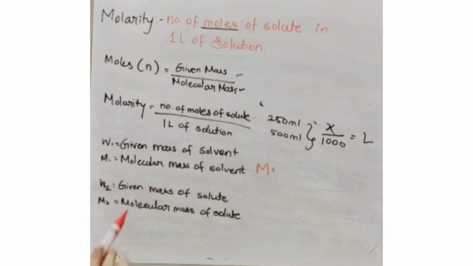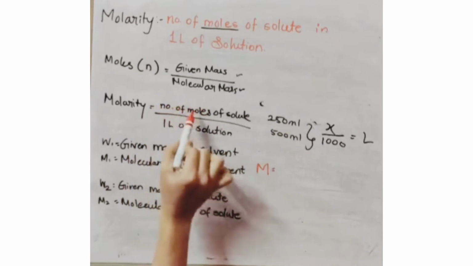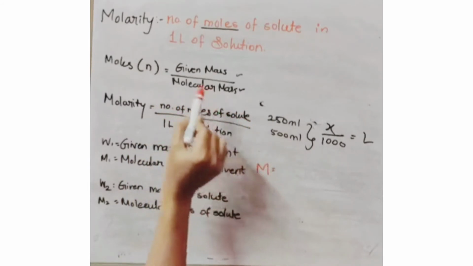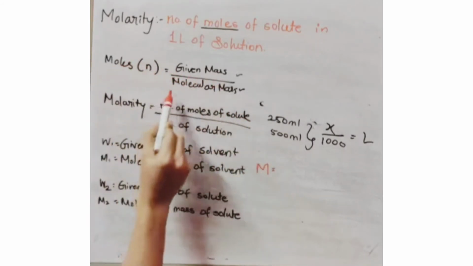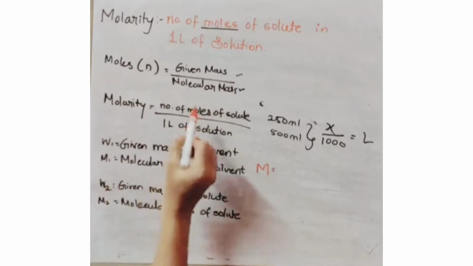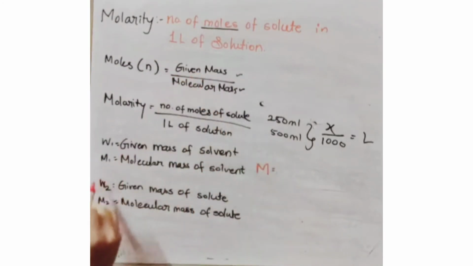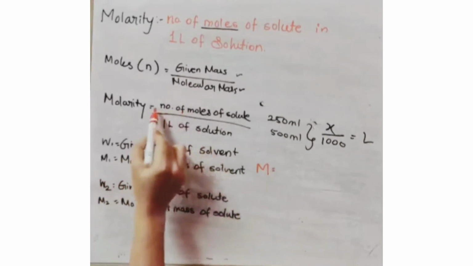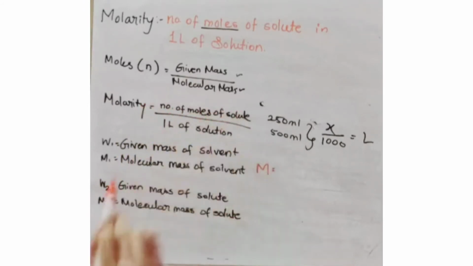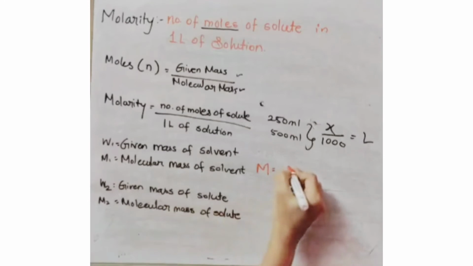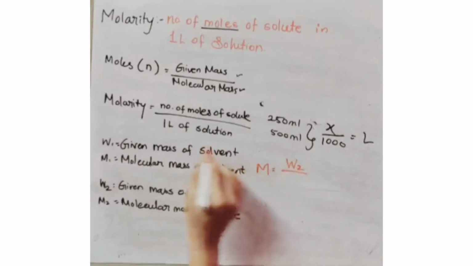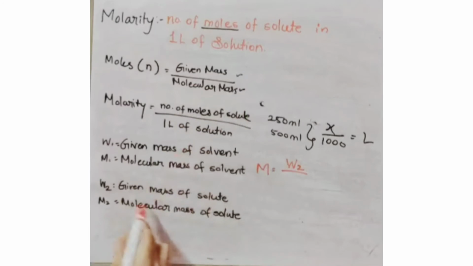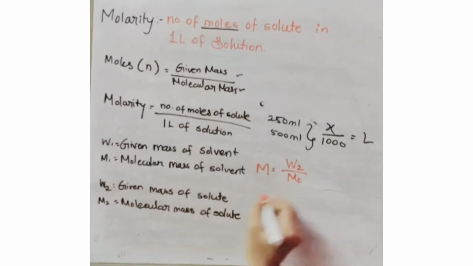To find out what they have asked, the number of moles of solute, we already have the formula for moles. What is the formula for moles? Given mass upon molecular mass. I have already denoted these two for my solute, that is W2 and M2. So for the upper part, number of moles of solute, I will use the formula of moles. For the solute I already have the given mass, W2, so I will write W2 divided by the molecular mass of the solute, M2. So the upper part is the number of moles of solute.